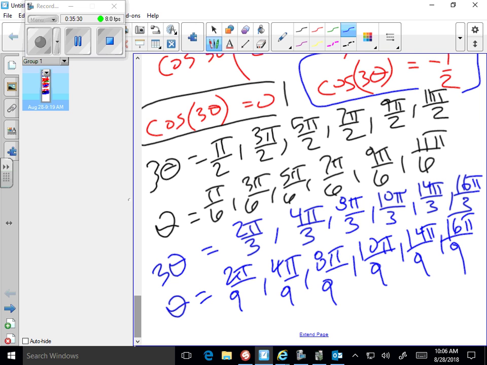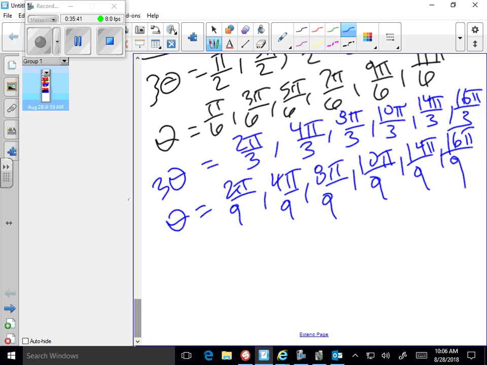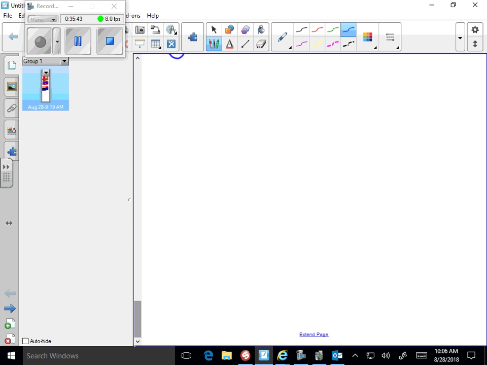Kaylee, any questions on this? Okay. All right. Cool. Starting to remember some stuff now? Cool. That's exactly what the day is for. Okay. How about this one? Sine squared theta plus sine x minus 6 equals 0.